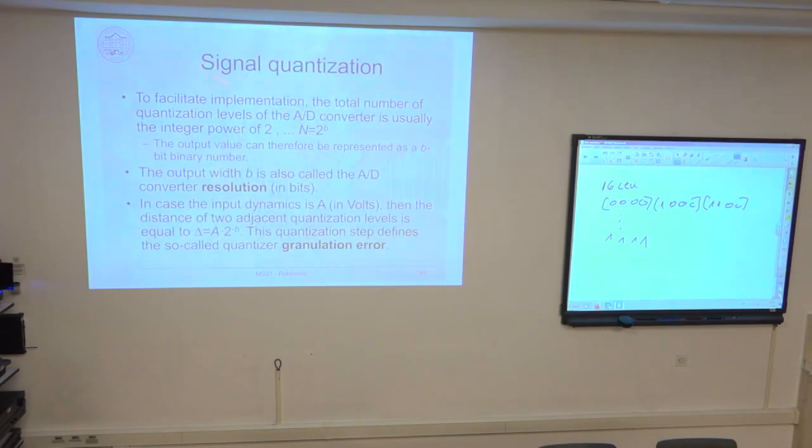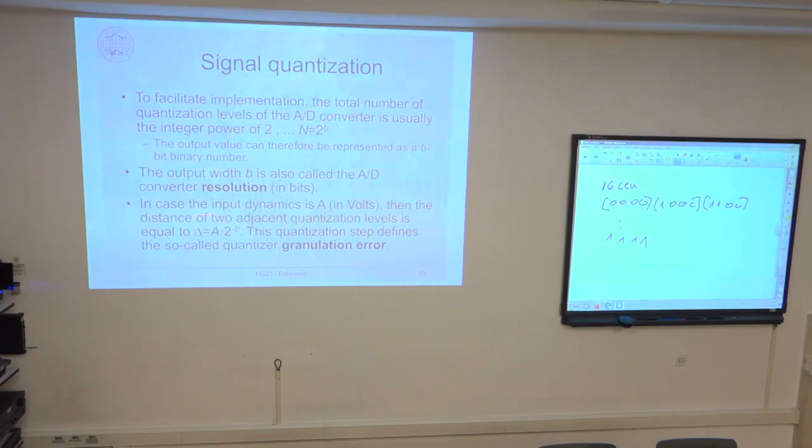As we said, to facilitate implementation, usually the number of levels is a power of 2. So, for example, 8-bit, 16-bit, 24-bit, because it is then easier to implement this digital circuitry if it is a power of 2. And for that reason, we usually express the resolution as a number of bits, how many bits we have. So this exponent of 2 is the number of bits. Okay.